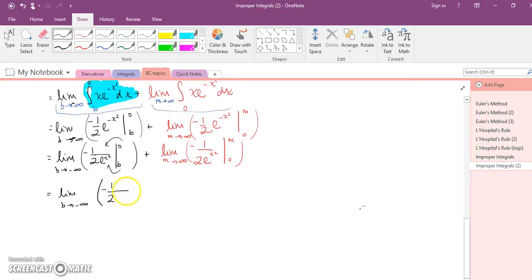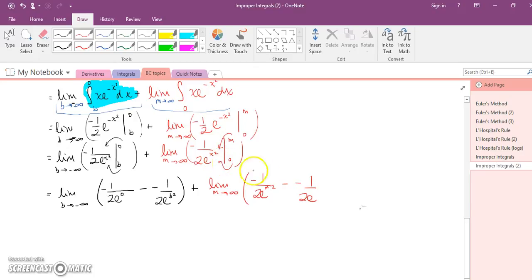So I have negative 1/2 e to the 0 power minus negative 1/2 e to the b squared power. So pause if you need to make sure you're okay with what just happened there. And then I'm going to let m go to positive infinity here. So I have negative 1/2 e, plug m in first, m squared, minus negative 1/2 e, plug 0 in to the 0. Let's see which of these we can evaluate easily.